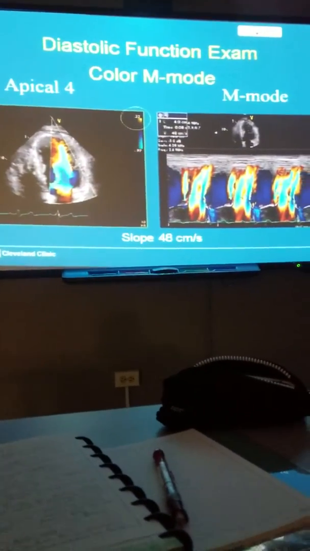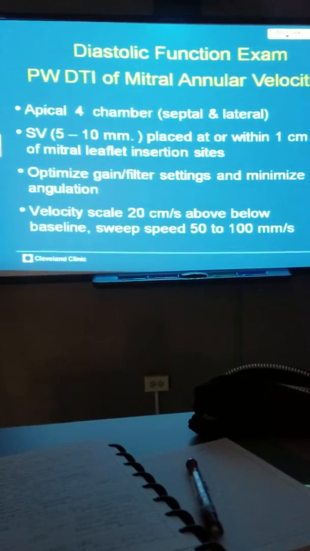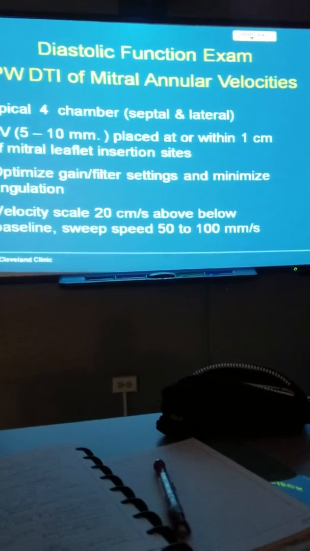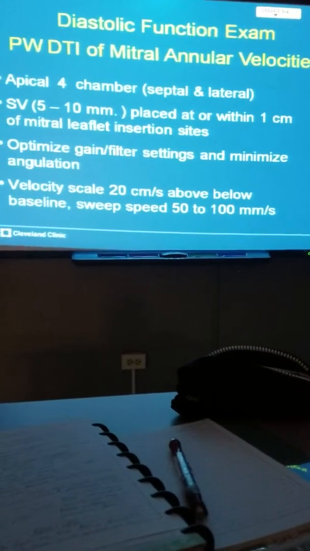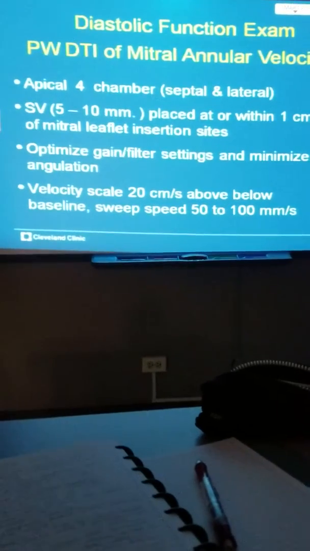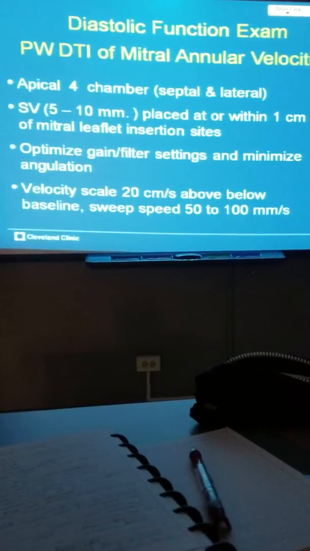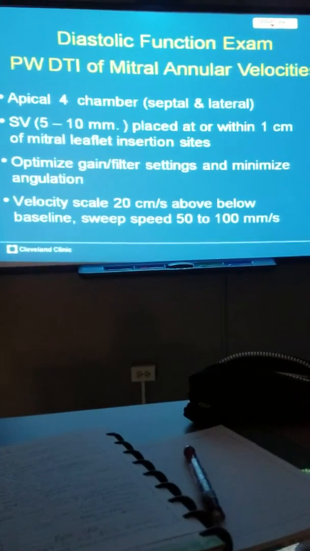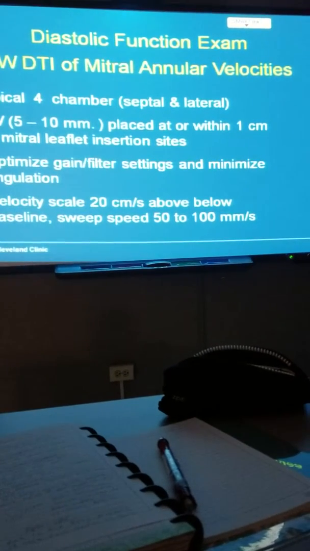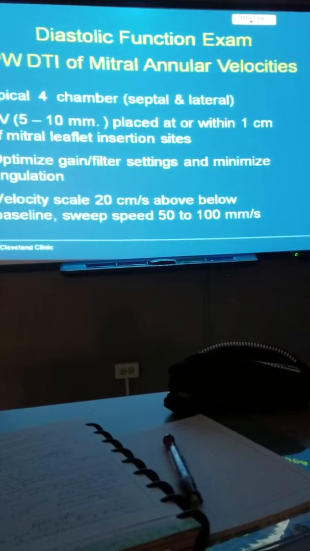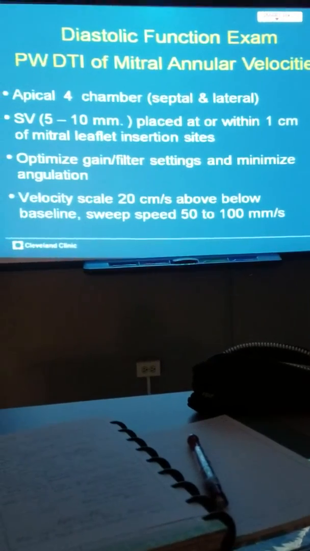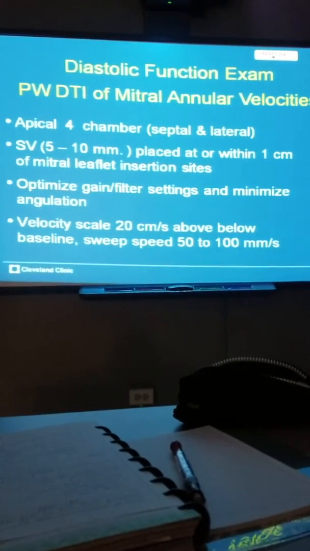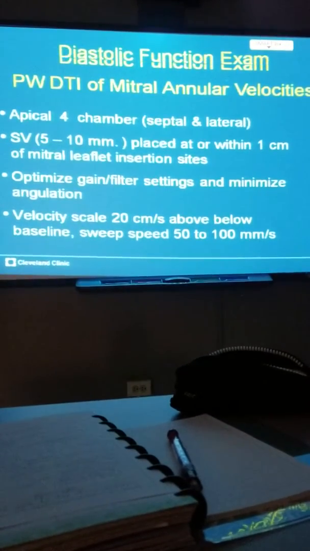Go back to that. And then next we're going to look at pulse wave Doppler tissue, and I know Matt's going to be going over this in his whole entire talk. So you're going to use apical 4-chamber view, looking at your septal and lateral wall, sample volume between 5 and 10 millimeters, placed at or within a centimeter of the mitral leaflet insertion sites. You want to optimize your gain and filter settings and minimize angulation. Your velocity scale is 20 centimeters a second above and below the baseline, and your sweep speed 50 to 100 millimeters a second.